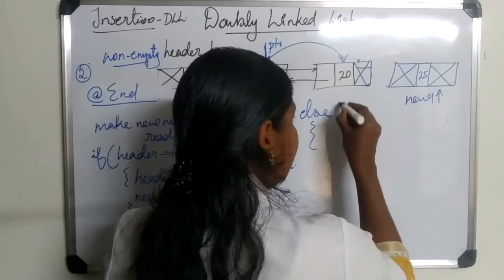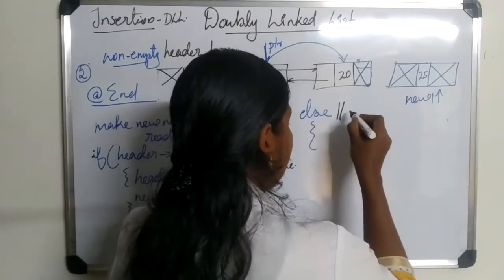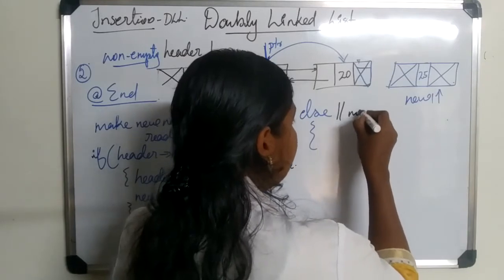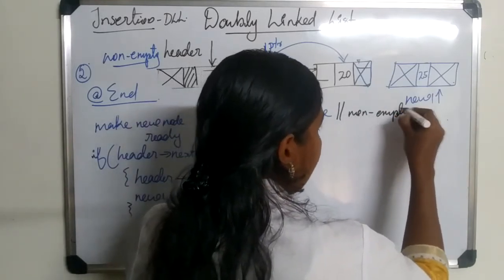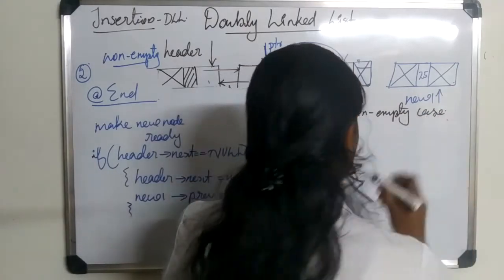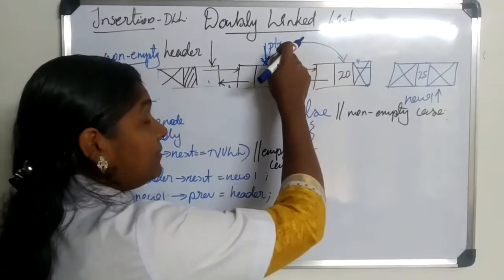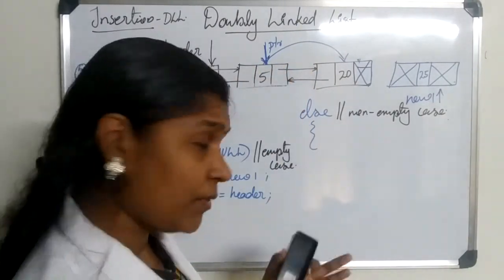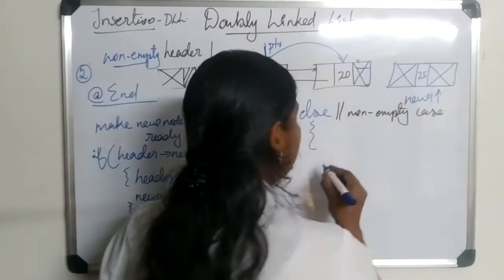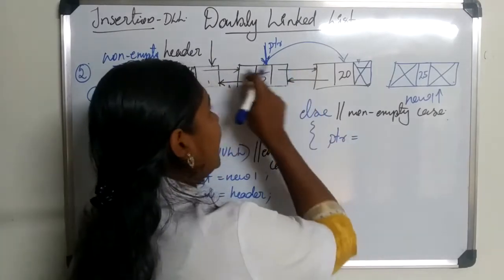Okay. Then in the else part, that is non-empty. You provide comments for the later reference, as it is easy for understanding later: non-empty case. So what are we doing first? We will be making a temporary pointer to point to the first node, either PTR or temp or whatever variable you like, you can use. So first make PTR equal to which node? Header.next node.